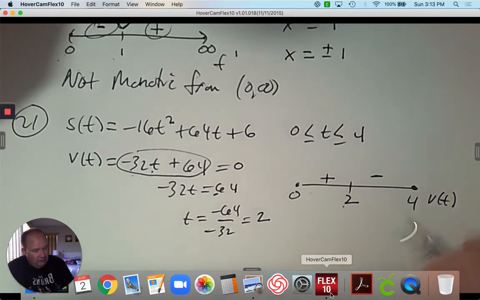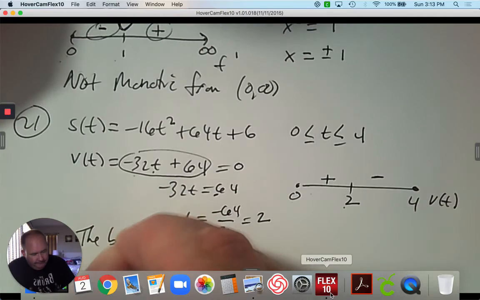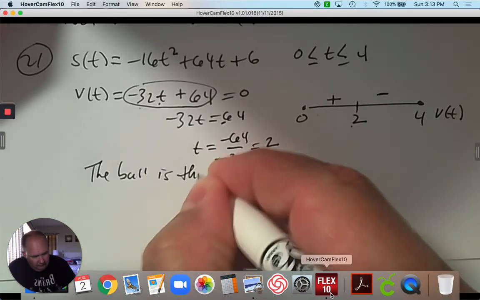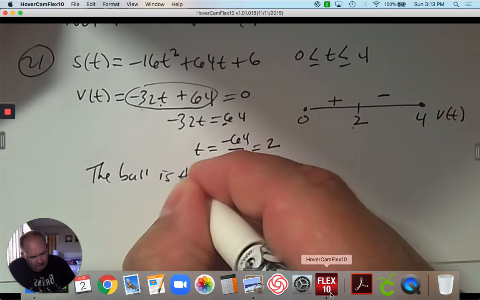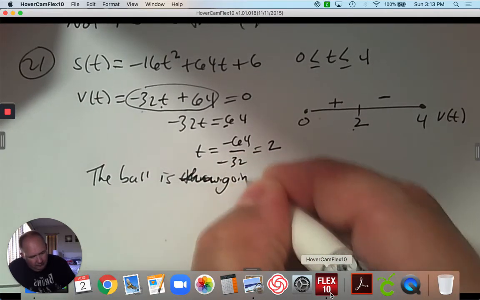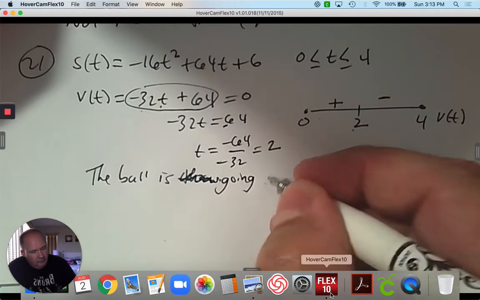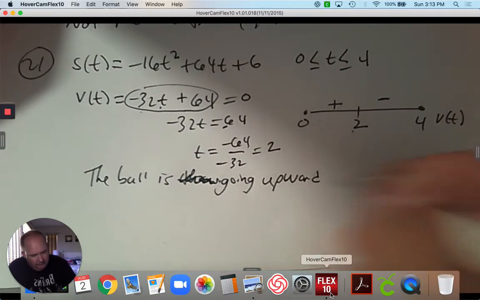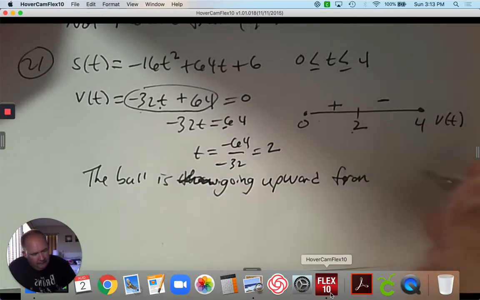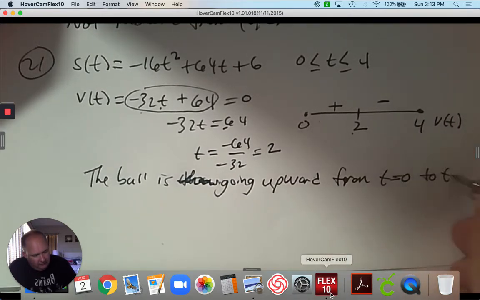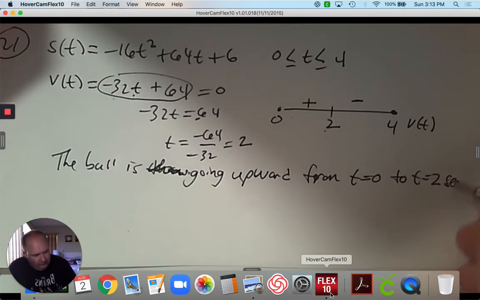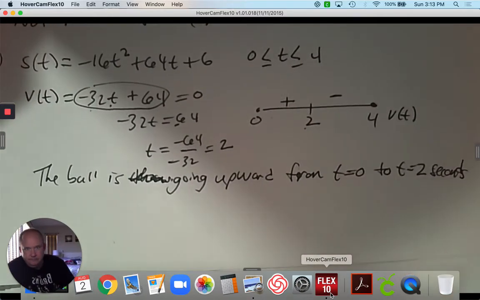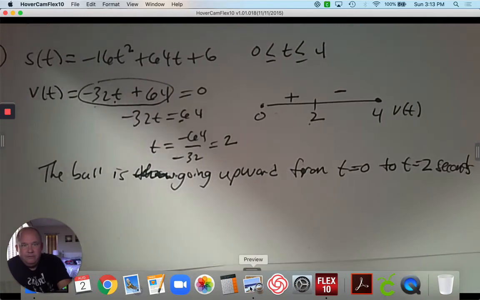So for 21, we'll write a nice easy sentence. We'll say the ball is going up or upward from t equals 0 to t equals 2 seconds. Let's look at the next question.